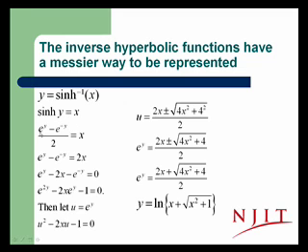We plug in the definition of sinh, which is e to the y minus e to the minus y over 2, multiply both sides by 2. Let's bring the 2x over to the left. Then we multiply both sides by e to the y, giving us e to the 2y minus 2x e to the y minus 1 equals 0. If we let u equal e to the y, this equation becomes u squared minus 2x times u minus 1, which is just a quadratic equation. We can use the quadratic formula to solve for u.